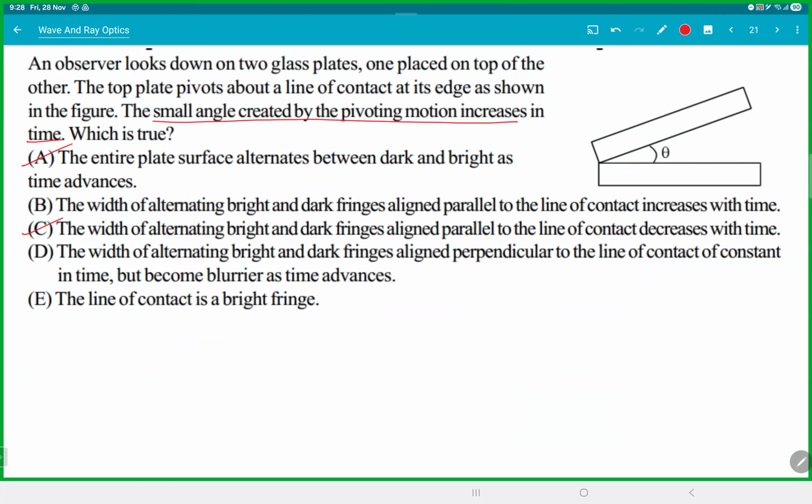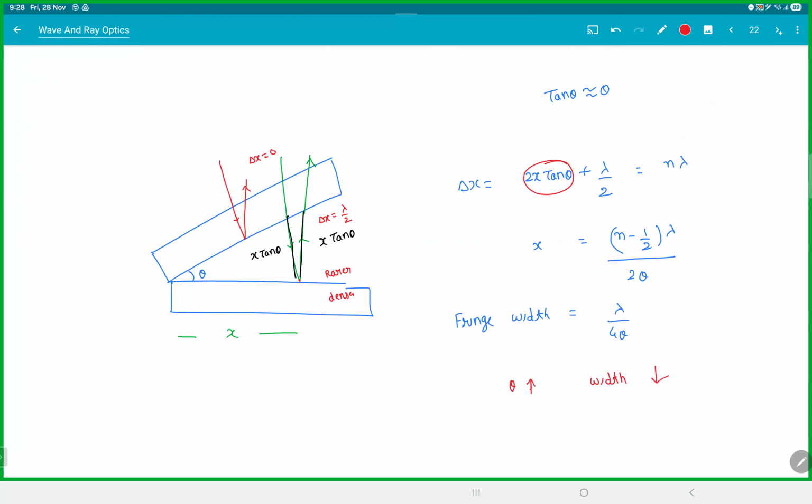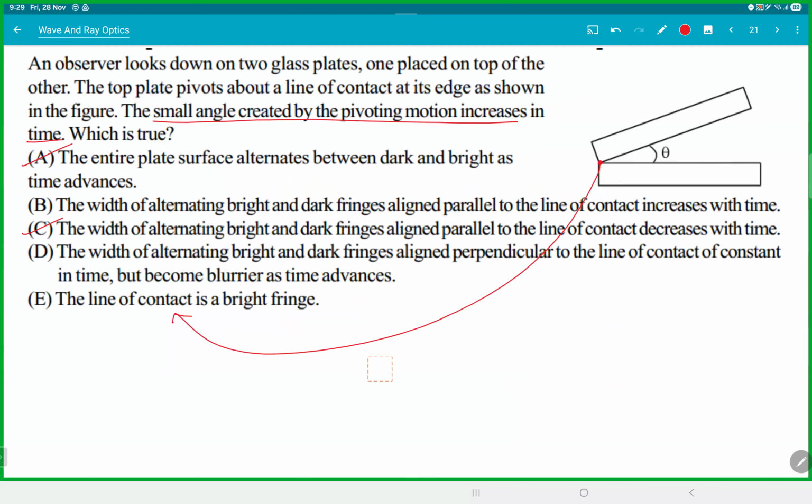Line of contact is a bright fringe. No, this dark and bright is there. So the line of contact is not a bright fringe. I think he's talking about this guy, I guess. That's not a bright fringe. You have an extra lambda by 2, no? That will be a dark fringe actually. Line of contact is this point. So there delta x will be lambda by 2 because this term will become 0, no? 2x tan theta, x is not there, x is 0, right? There x is 0. So we get delta x is lambda by 2. It's actually a dark fringe.